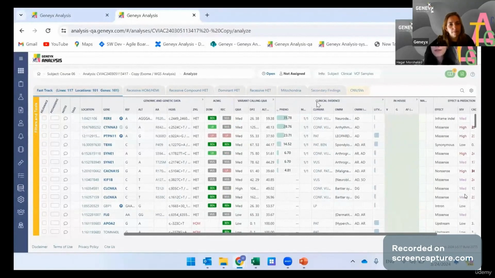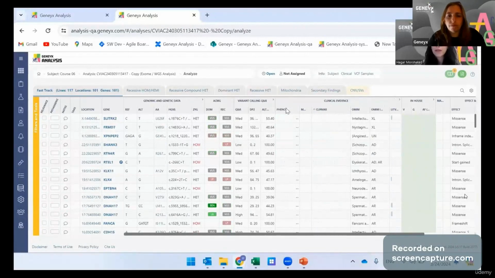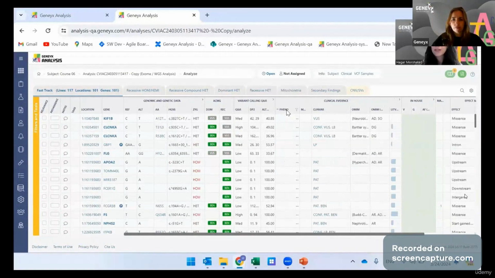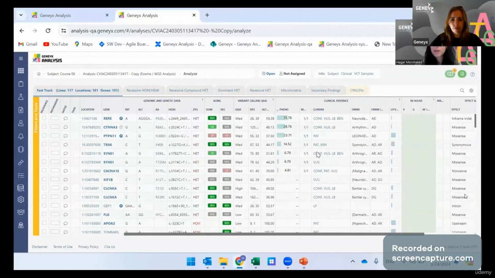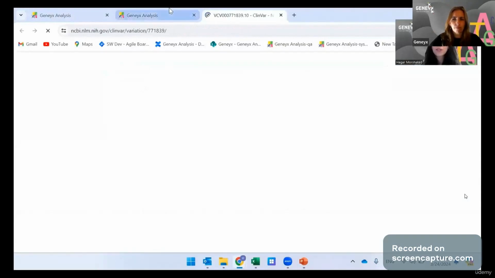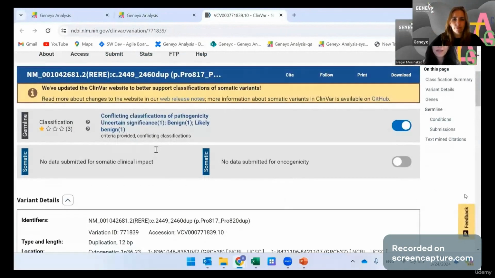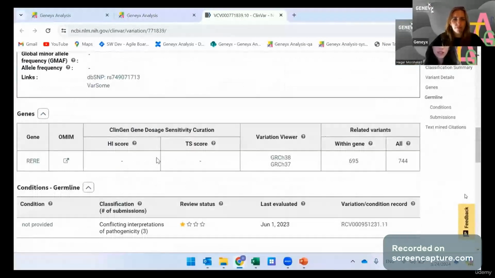Under the clinical evidence information, we can see that this variant was classified before in ClinVar as conflicting. Oh, sorry. If I just click on the columns, they would be sorted again. Now I want to go to ClinVar information, click on ClinVar, and jump to this page just to see what exactly are the conflicting evidences or classifications here.